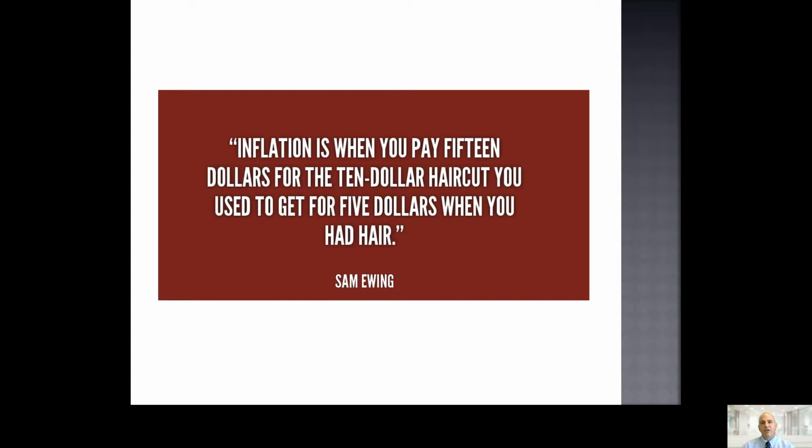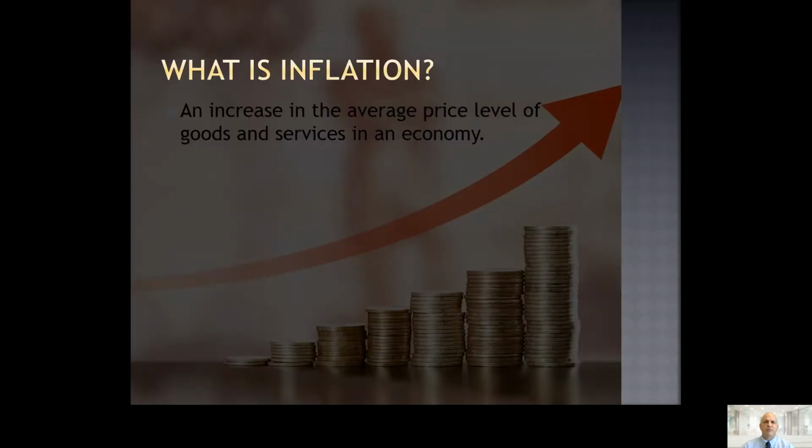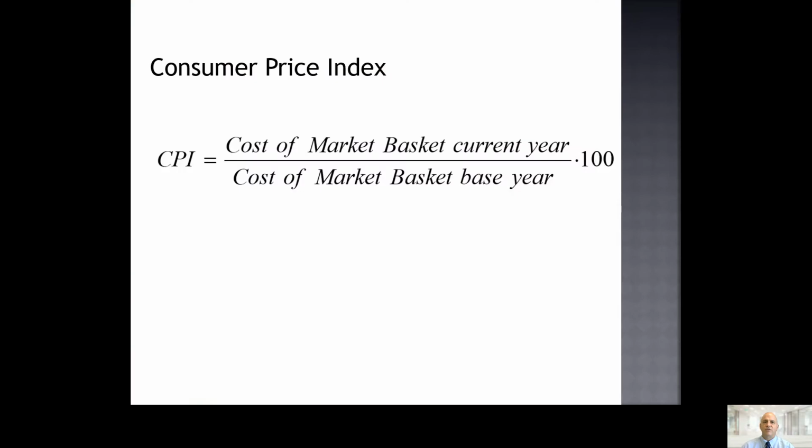So in general, we all sort of have this understanding that inflation essentially means that things are getting more expensive. But it's important for you to realize that what inflation actually means is that on average, prices across the board are increasing. It's not the price of a specific product that's increasing, it's the average level of all prices that's increasing. And we use a measure called the Consumer Price Index in order to determine the rate of inflation.